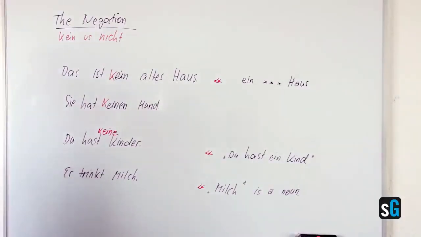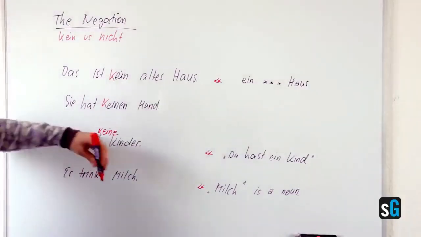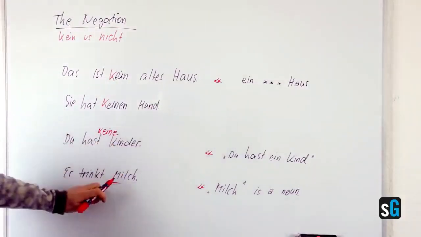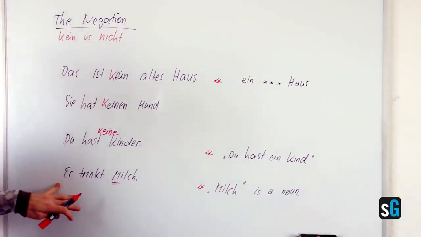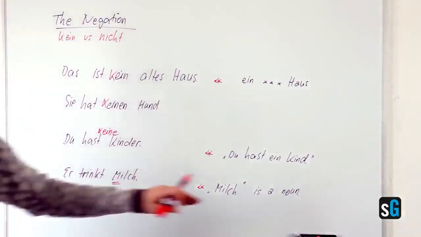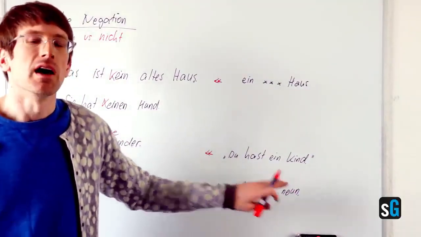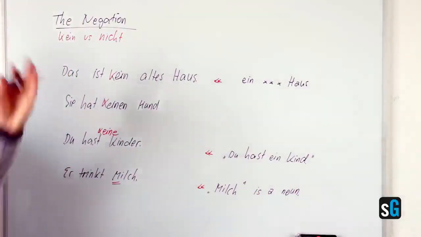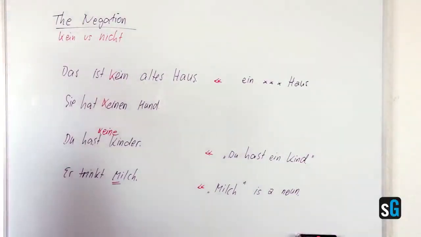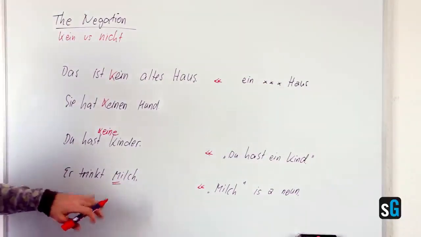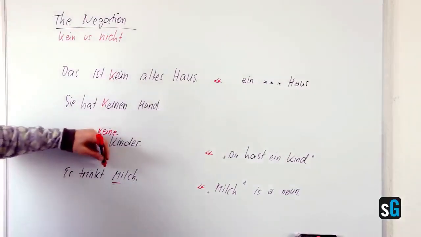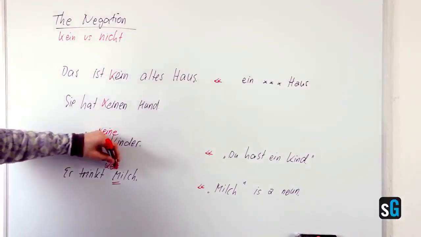The only trick I have to offer here is that you simply remember any word written with a capital letter, if it's not at the beginning of a sentence, is what we call a noun. And this is what this is all about. Kein negates nouns, and solely nouns, nothing else. So Milch is a noun, so it has to be negated with kein. So I put the kein in front.